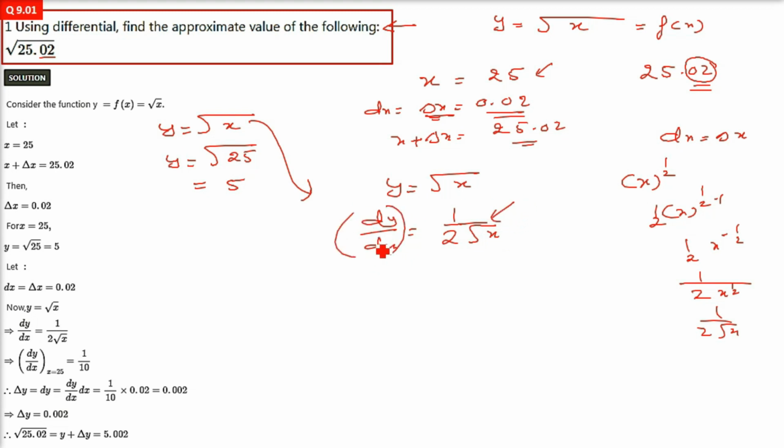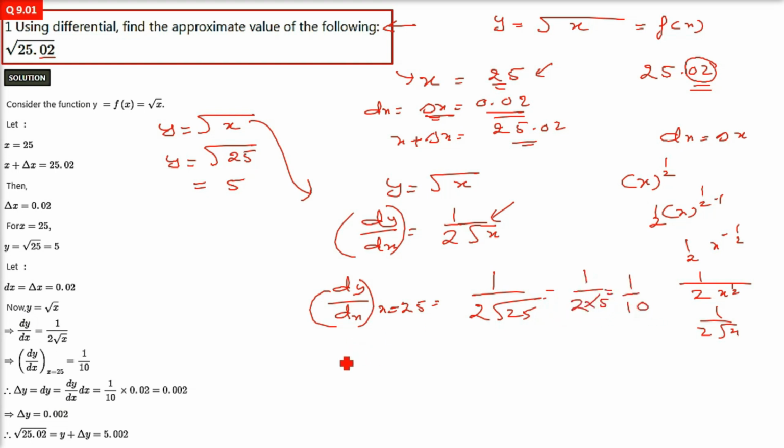So this dy by dx, we have to find out the value at x equals 25. So dy by dx at x equals 25 is what? X is 25. So 1 by twice of under root 25. Under root 25, you know, is 5. So 1 by 2 into 5, that is 1 by 10. So this is your dy by dx at x equals 25. Now delta y by delta x equals dy by dx equals 1 by 10. Dy by dx and delta y by delta x, we equate. That is how we get delta y.